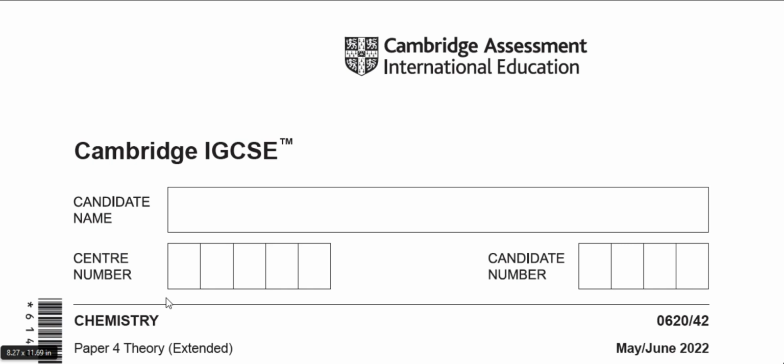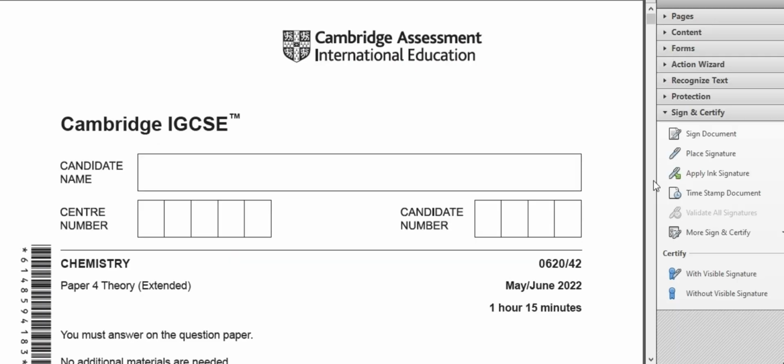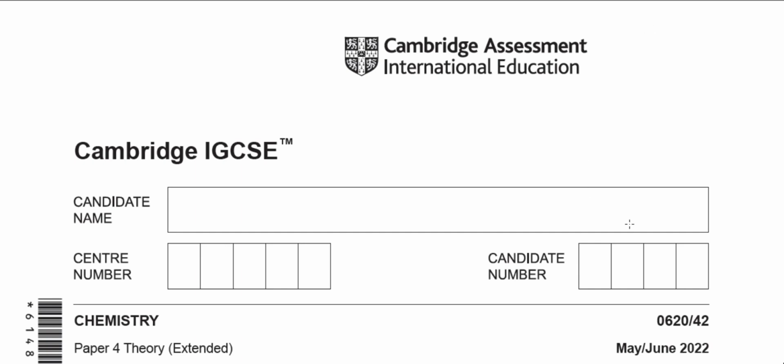So you are now engaged in the final preparation of your exams. Right now I'm going to solve a paper from IGCSE, and hopefully it will be of great help for all of you.